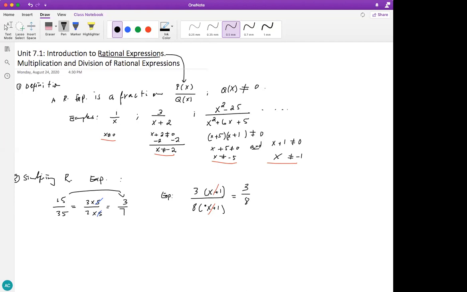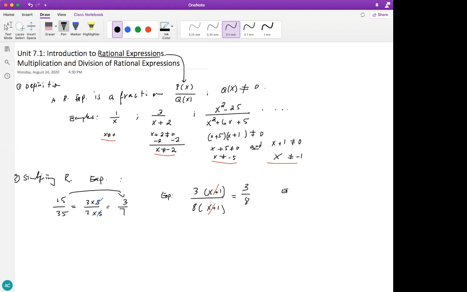After simplifying a rational expression, you may end up with a real number like this, or the x might still be there. So you try to simplify it as much as possible. That's what we mean by simplifying a rational expression. Basically, we cancel out the common factors. You may need to factor first to do this. If it's already factored, you just go ahead and cancel out. As we go, we're going to see more complex examples.